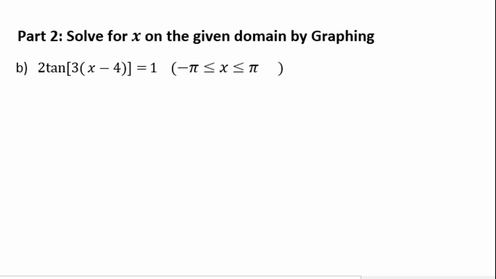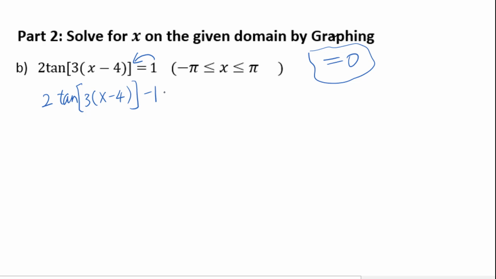Let's go to B. 2 tangent of 3 times x minus 4 equals 1. By graphing, the first step is to get equals 0 form. So we move 1 to the left side. We have 2 tangent of 3 times x minus 4, minus 1 equals 0. Then we put into the graphing calculator y1 equals 2 tangent of 3 times x minus 4, minus 1.